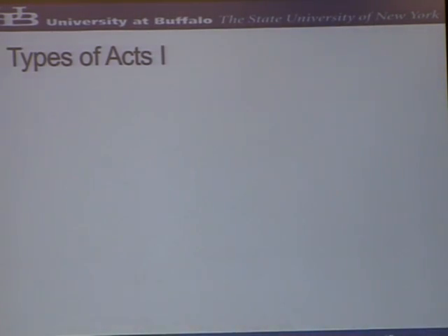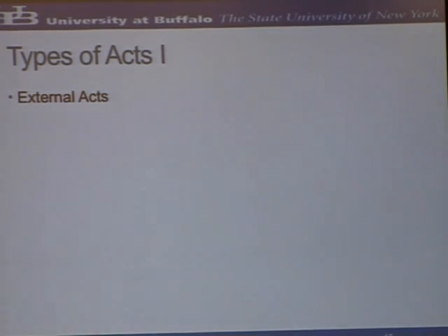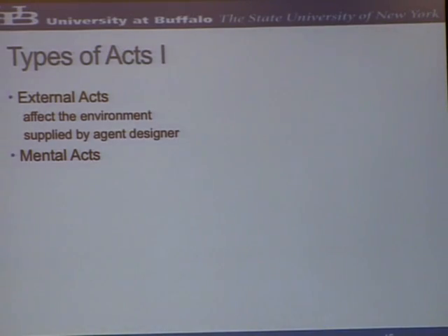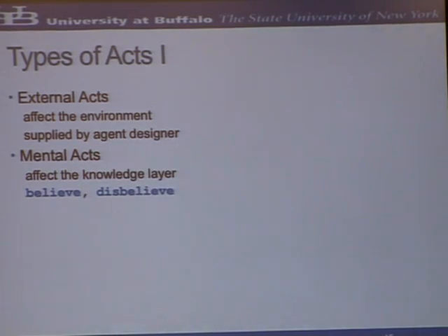So, as I said the other day, we can take all acts representable in SNePS and divide them into subcategories in two different ways. The first way is to talk about external acts, which are acts that actually affect the environment, that operate on the environment. These must be supplied by the agent architect, the agent designer, or the hardware robot that you choose to use, motivated by the actual hardware. Then there are mental acts. Mental acts are acts, but they affect the knowledge layer. And there are actually four of these that are already built in.